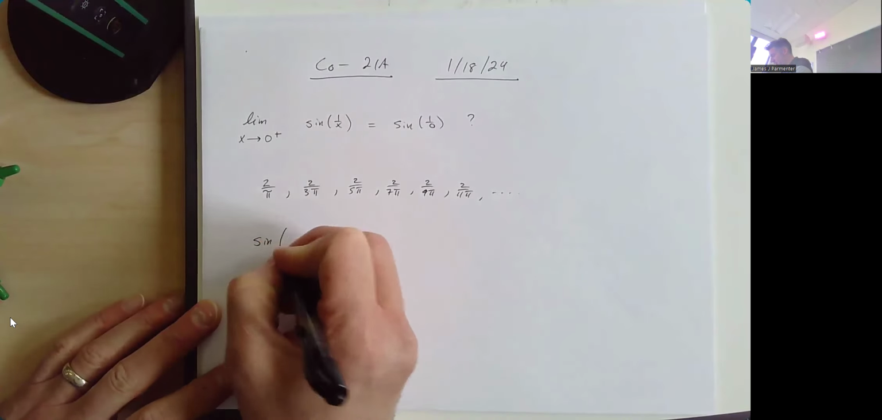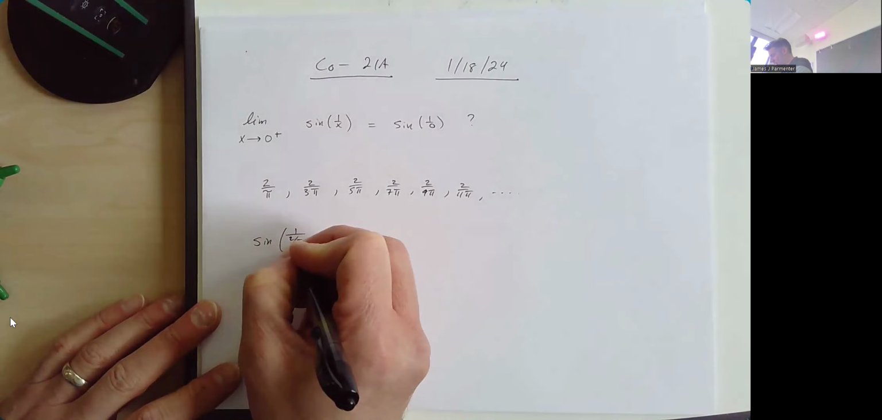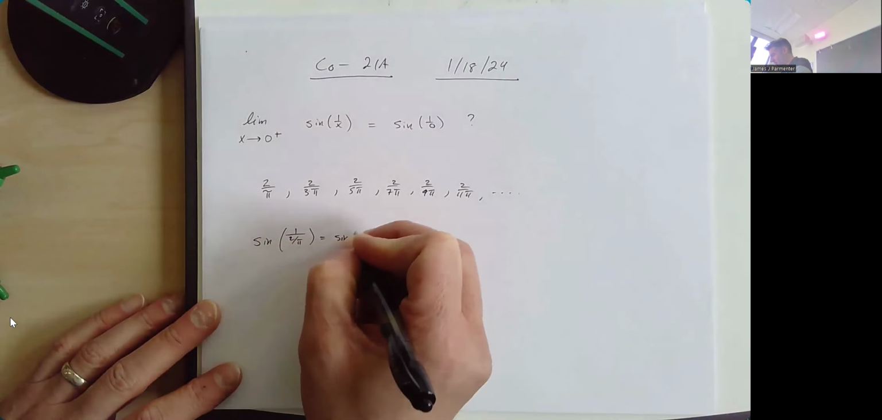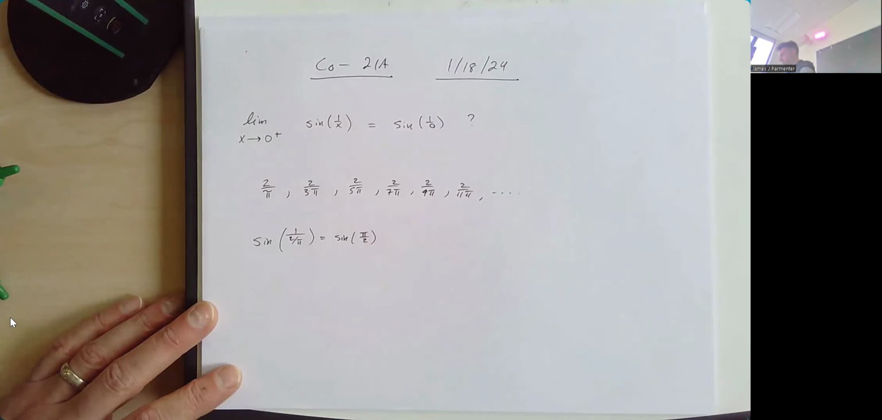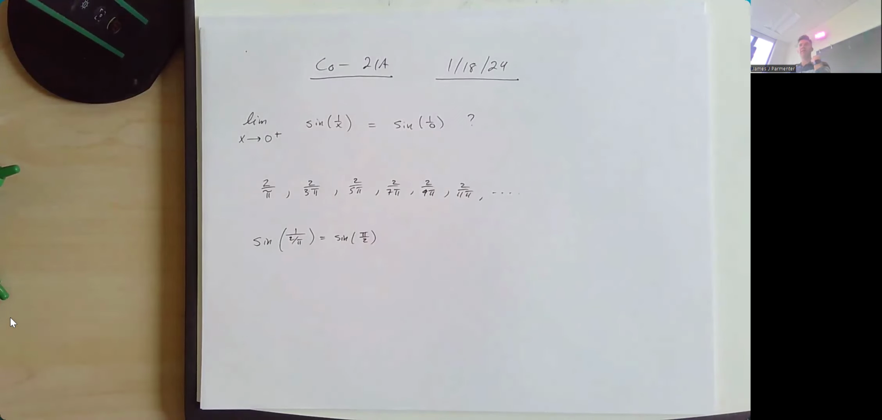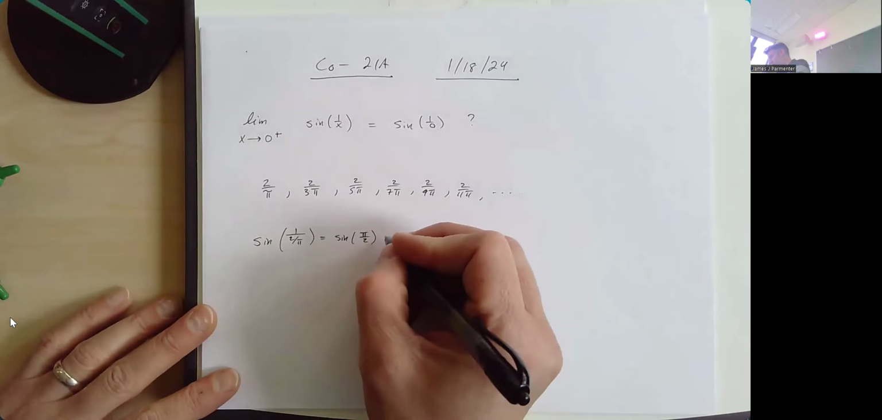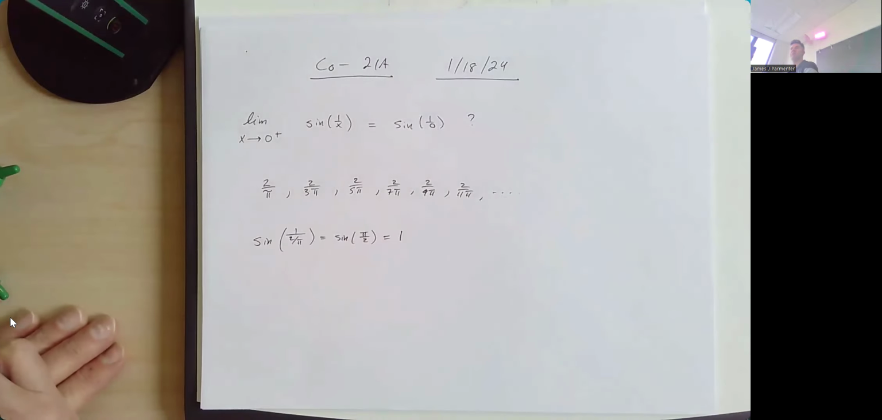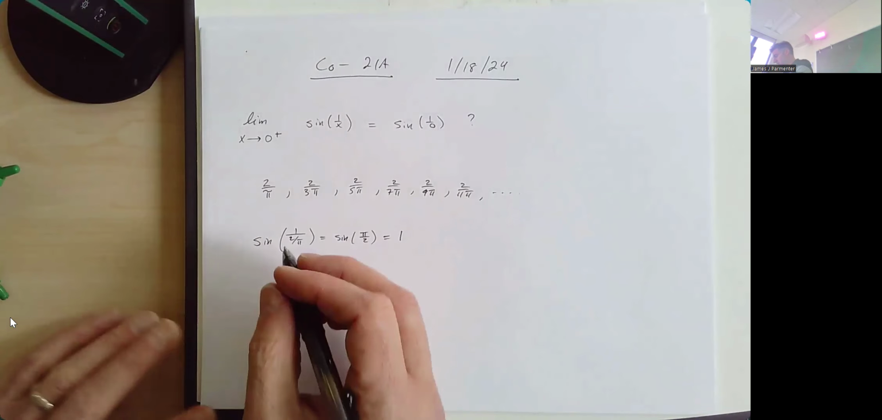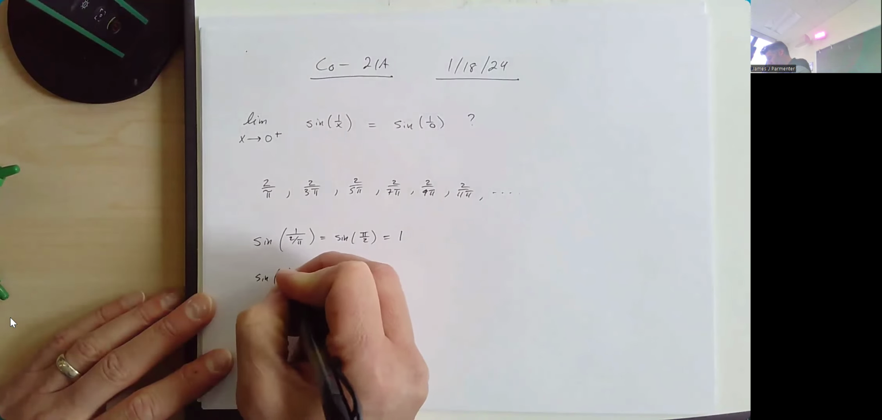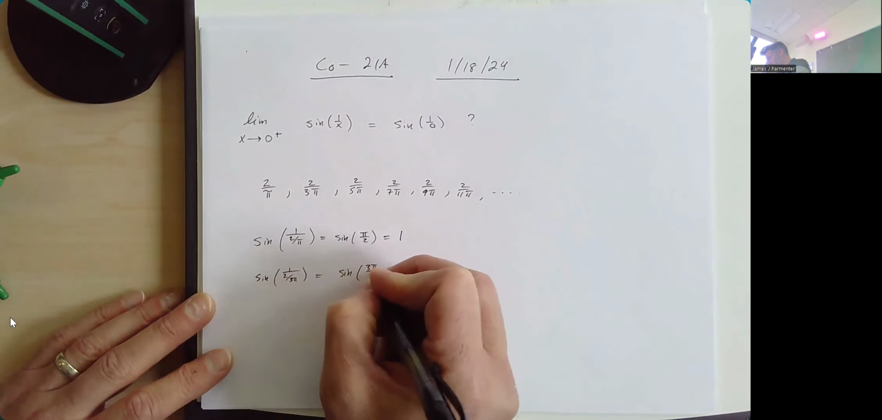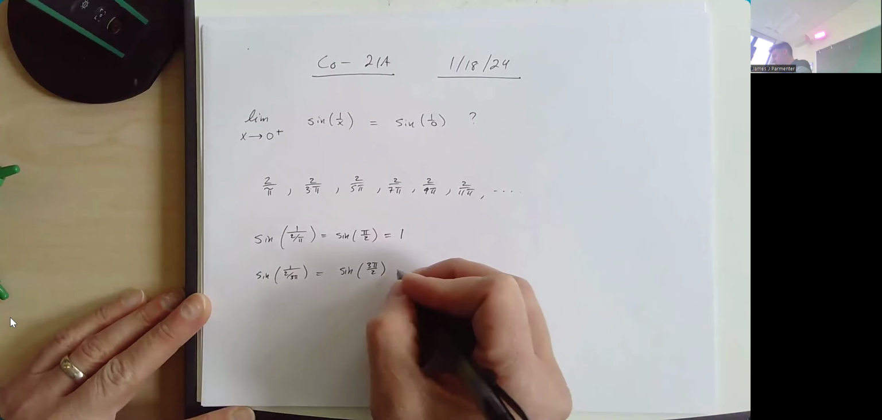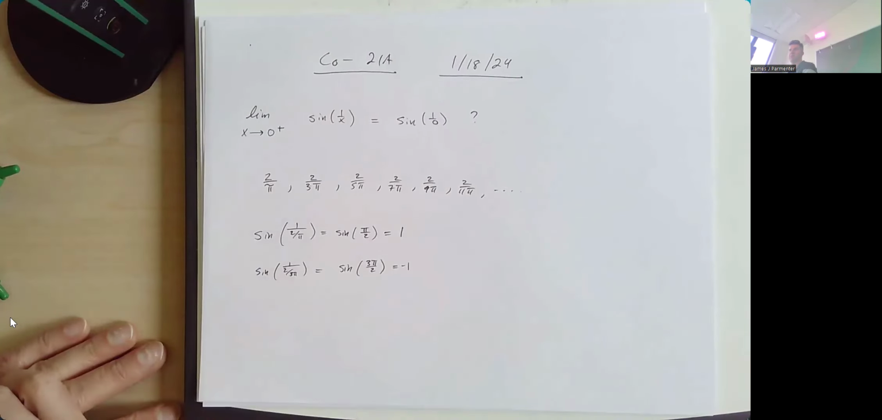Sine of 1 over 2 over pi is sine of pi over 2. Right, when you divide by a fraction, you flip and multiply. And so sine of pi over 2 is 1. And sine of 1 over 2 over 3 pi is the same as sine of 3 pi divided by 2, which is -1.